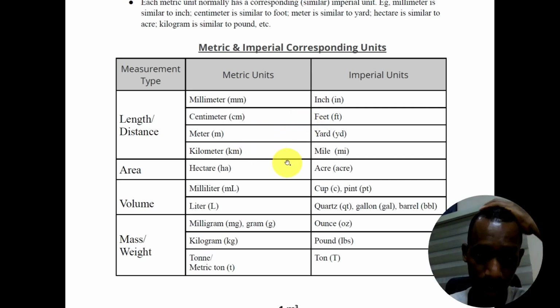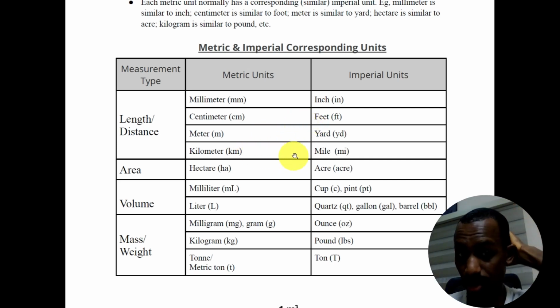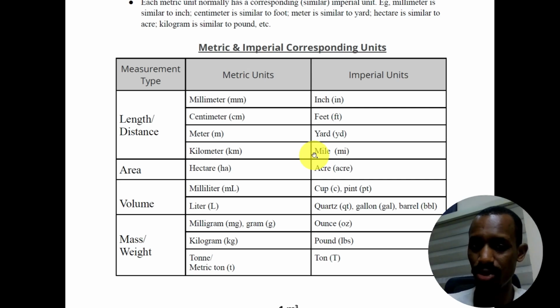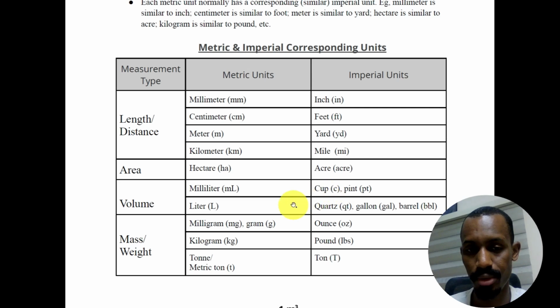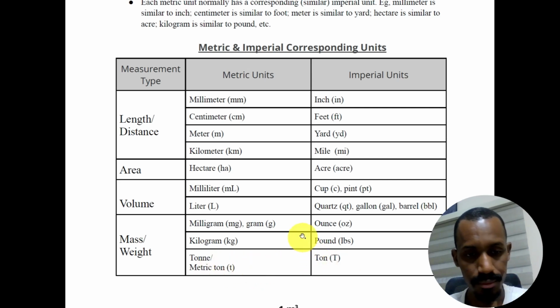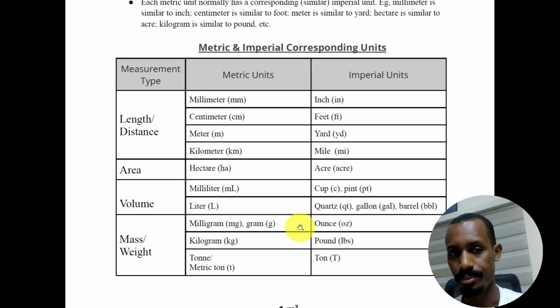So 1 foot is around, like, so that's it. For example, a kilometer and a mile. A mile is a little bit more than a kilometer. And when you talk about hectare and acre, milliliters, they say cup. Liters, they say quarts, gallons, barrels. Kilogram, they say pounds. Milligrams or grams, they say ounces. Ton. At least here they are a little bit similar, the metric system and the imperial system.